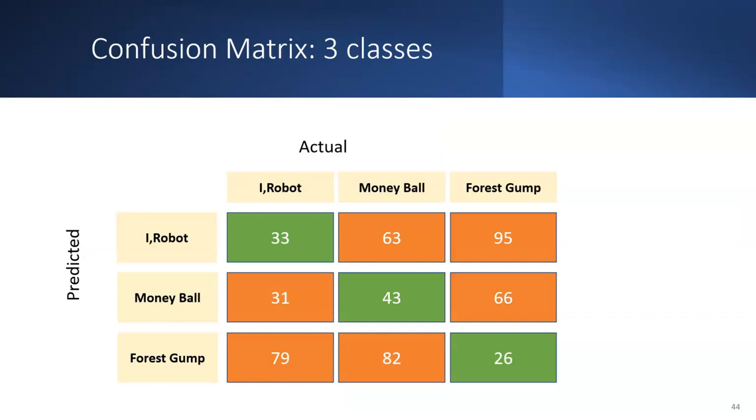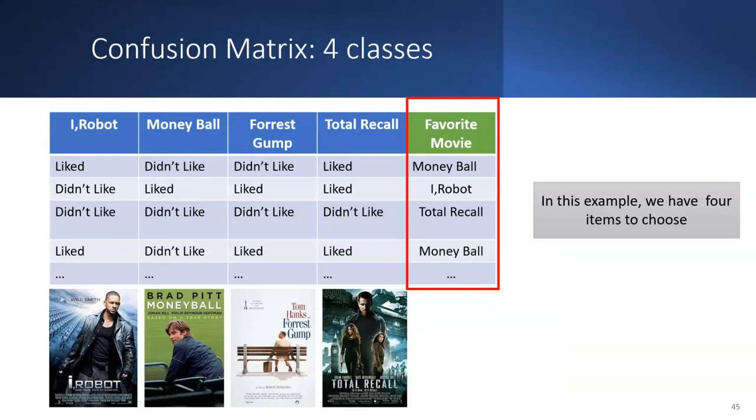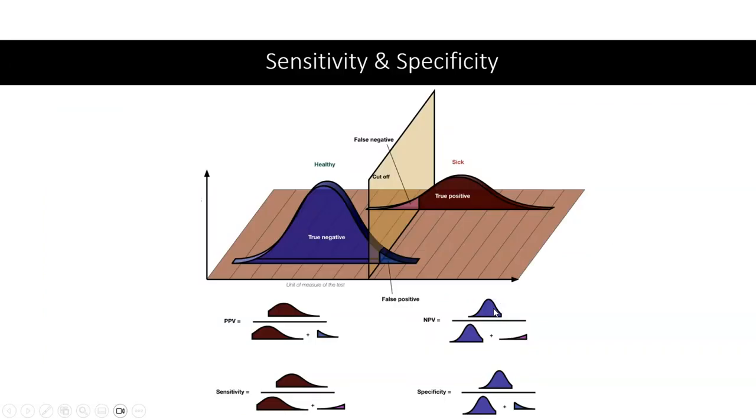In that case, the confusion matrix becomes a little bigger, and all the green ones are correctly classified, while the others are not correctly classified. In this example, we have four items to choose from. Why do we need to choose among four items? Because four movies are there, so we need to choose the best movie, the one people liked more. So the confusion matrix would be bigger.